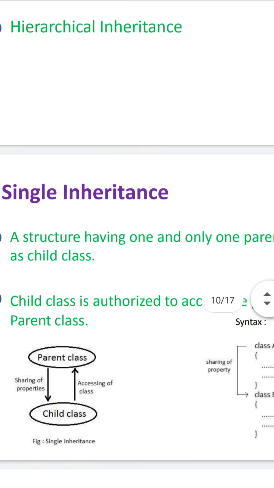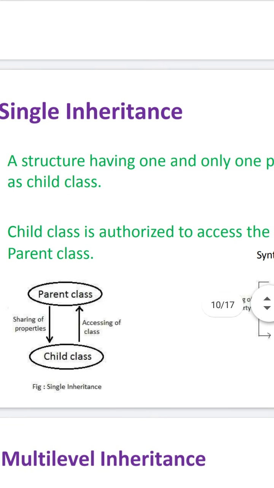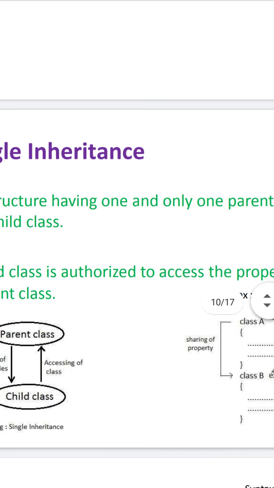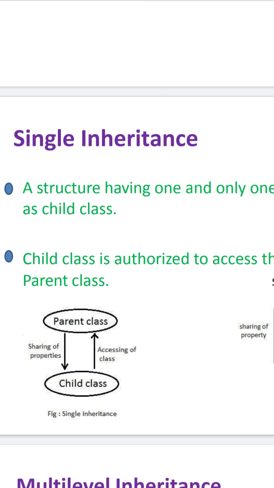What is single inheritance? From the name we have already learned: a single parent and a single child. You can see the pictorial view on the lower left, which shows one parent class and one child class. It is a structure having one and only one parent as well as one child class. The parent will share its properties and the child will access them. The child class is authorized to access the properties of the parent class. This is the pictorial view of single inheritance.